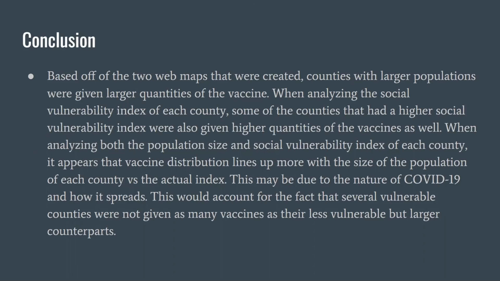Based off the 2 web maps that were created, counties with larger populations were given larger quantities of the vaccine. When analyzing the social vulnerability index of each county, some of these counties that had a high social vulnerability index were also given higher quantities of the vaccine as well. When analyzing both the population size and the social vulnerability index of each county, it appears that the vaccine distribution lines up more with the size of the population of each county versus the actual index. This may be due to the nature of COVID-19 and how it spreads. This would also account for the fact that several vulnerable counties were not given as many vaccines as their less vulnerable but larger counterparts.